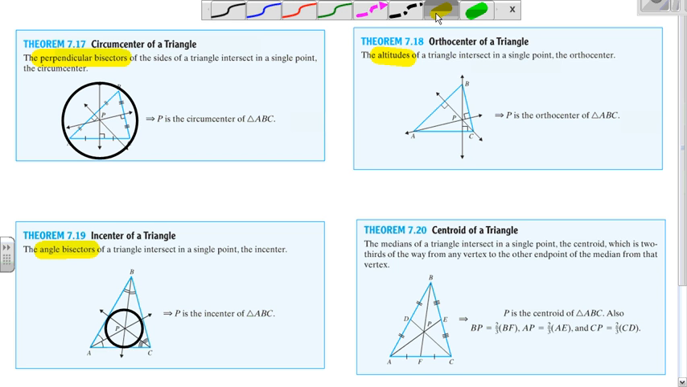And you get the centroid by drawing the medians. The centroid is also the center of gravity of the triangle. If this triangle was, rather than just a drawing, an actual physical triangle made out of cardboard or something like that, the centroid would be the balancing point. It's the center of gravity.